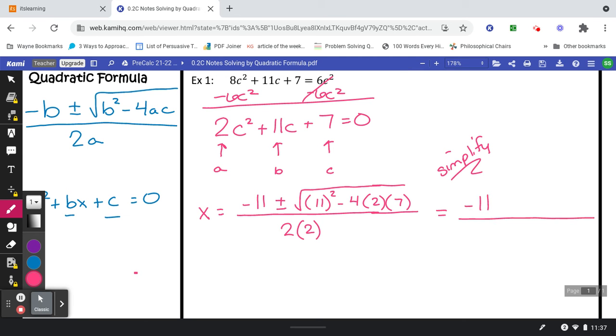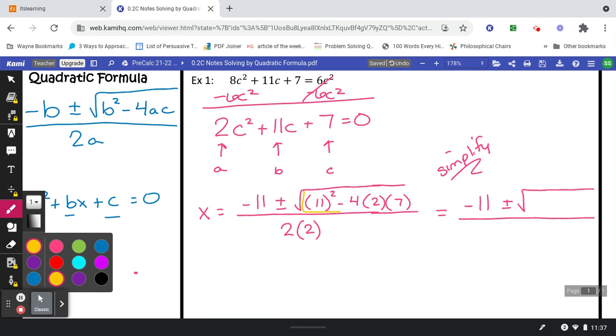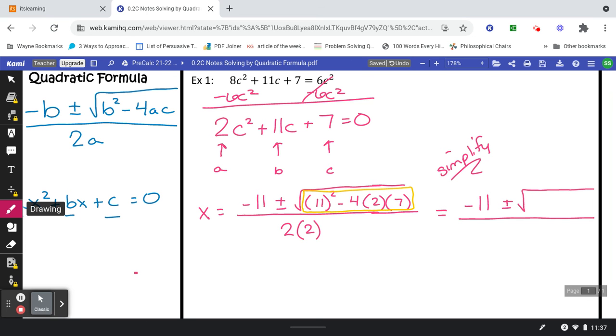So negative 11 plus and minus the square root of. And you can type this entire thing into your calculator if you want. What I mean by that is this whole thing could go into your calculator, or you could do it individually, which is what I'll do. 11 squared is 121. And I'm going to multiply 4 times 2 times 7, keeping in mind that there's a minus sign. So 4 times 2 times 7 is 56, and I'll have to write it as minus 56. In the denominator, 2 times 2 is 4.